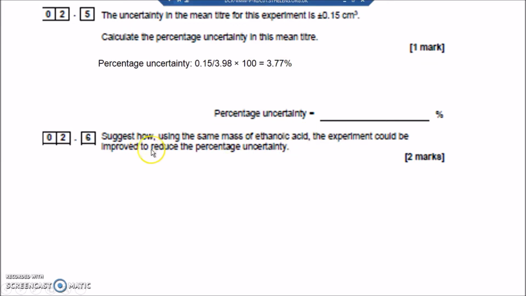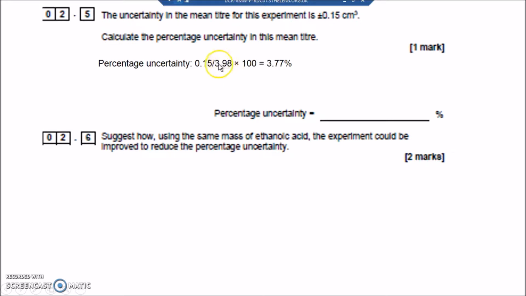Suggest how, using the same mass of ethanoic acid, so I'm using the same number of moles, the experiment could be improved to reduce the percentage uncertainty. So what you've got to do is, to reduce the percentage uncertainty, you've got to increase this value, this 3.98. That's the amount of sodium hydroxide that I've added to react with the ethanoic acid. If I make that number larger, 0.15 divided by a larger number will give a smaller percentage uncertainty. So I've got to increase the amount that I titrate.